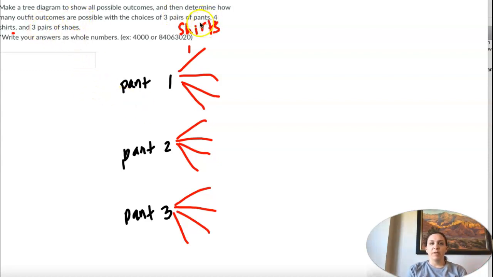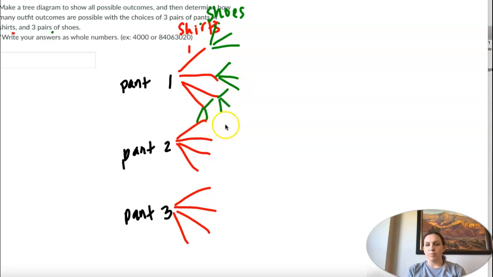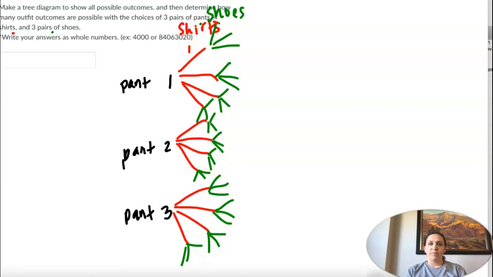For each pair of pants and shirts, now there's 3 pairs of shoes. So from each shirt, there's gonna be 1, 2, 3. Those are shoe options. 1, 2, 3. I'm running out of room. And these branches, if I would have drawn with more room, would really look like a tree. So if you go into your examples, you can probably see a better one.